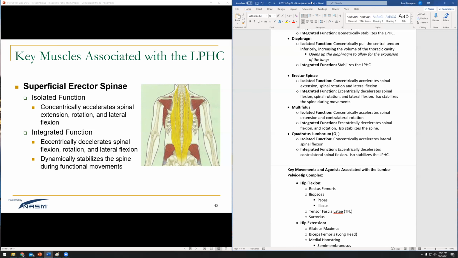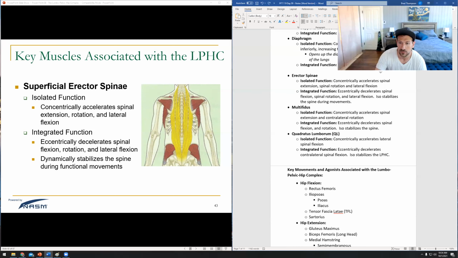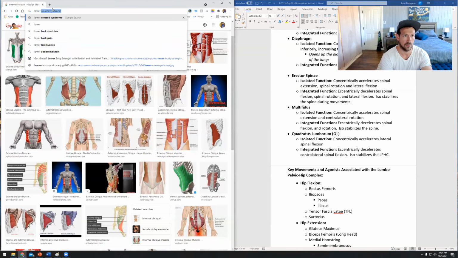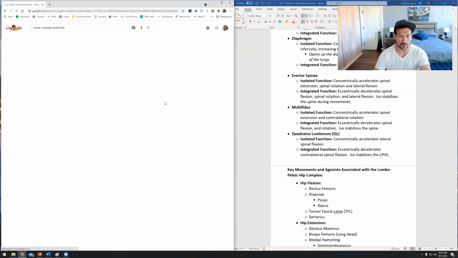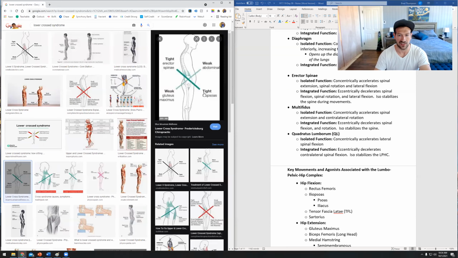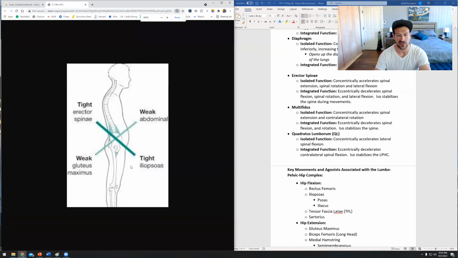So your erector spinae is very superficial. It accelerates spinal extension, and it does do spinal rotation, and it does do a little bit of this. But again, when you think of the erector spinae, think of spinal extension. So again, we go back to that lower cross syndrome. We're starting to see our overactive muscles, right? We saw earlier it was the iliopsoas, and now it's also the erector spinae.